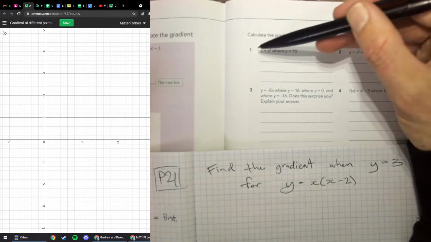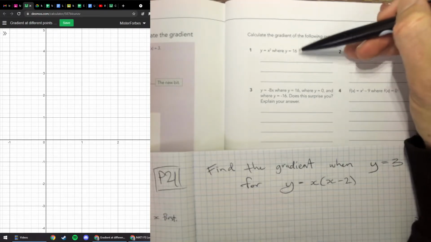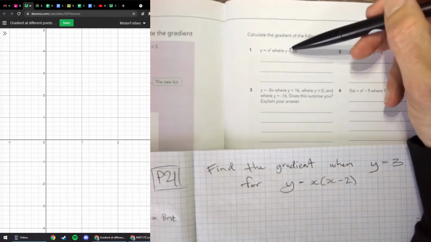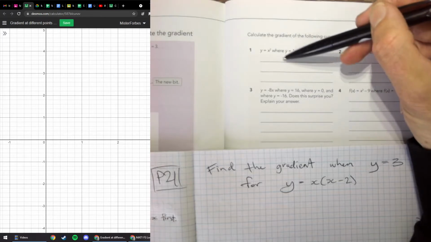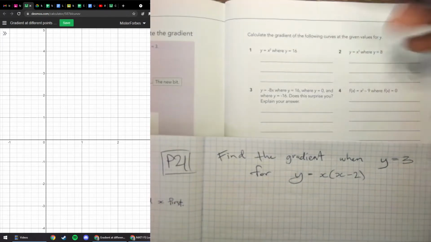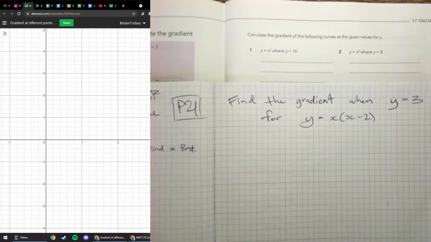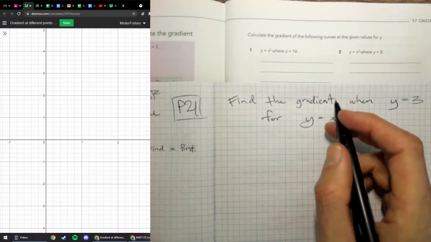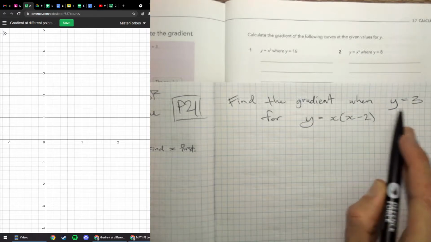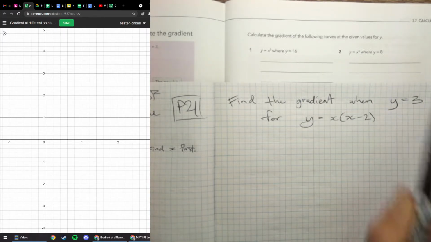So on all of these questions they give you a function and they want to know what the gradient is when y is at some value. The reason this page is difficult for a lot of people is because normally when you're finding a gradient you're using an x value. So what we need to do is find the x value before we even begin. Right? So straight away, before we differentiate, we need to know what the x value is when y equals 3.